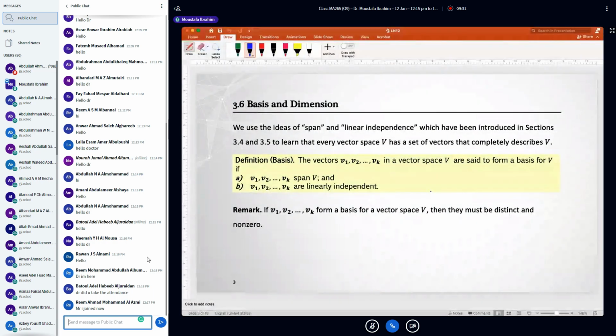So what we have seen before, it was 3.4 and 3.5 the previous week. 3.4 was about a spanning set, and 3.5 about linear independence or linear dependence, right? This is what we have done before.